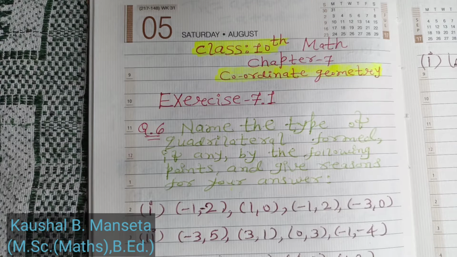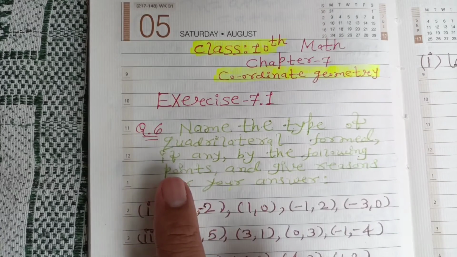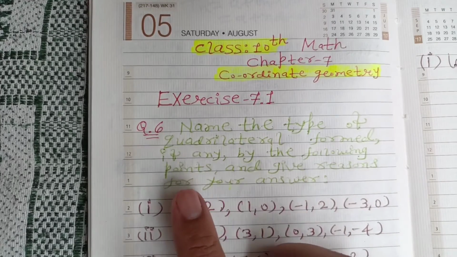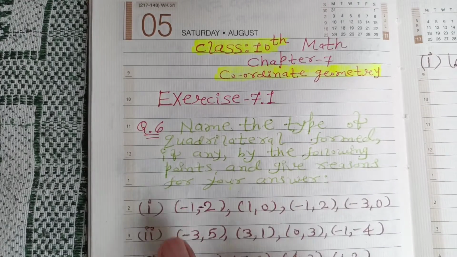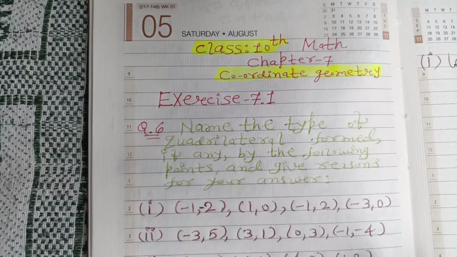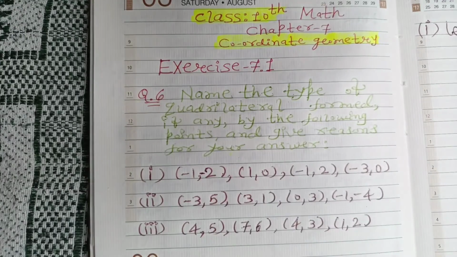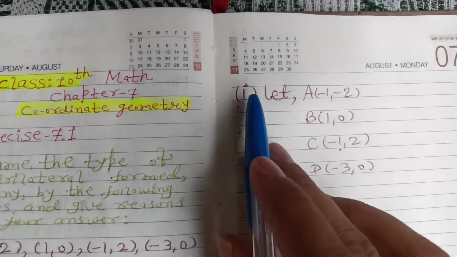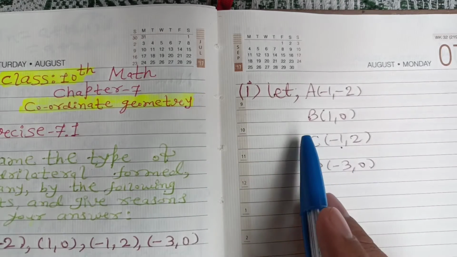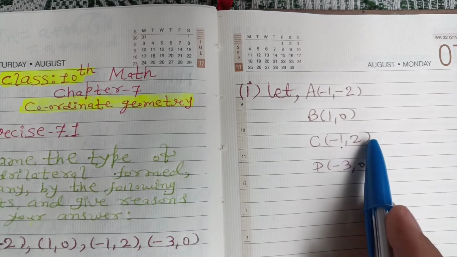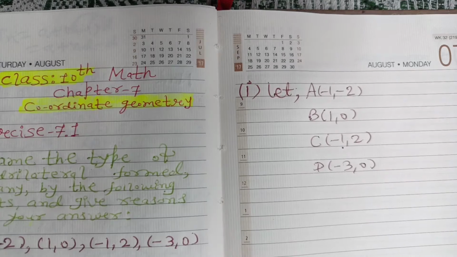Welcome back, dear students. Today we are going to continue exercise 7.1, question number 6. Name the type of quadrilateral formed, if any, by the following points and give reason for your answer. Here three questions are given, so we are going to start one by one. First question number 1: let A (-1, -2), B (1, 0), C (-1, 2) and D (-3, 0) be given.